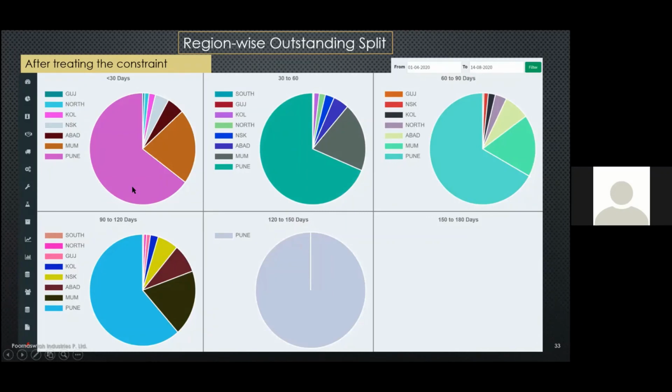Last slide, let's have a look at it. This is in rupees lakhs. If you see, again the same pattern is seen. There is a lot of debtors on this slide, and the debtors are shifting back. So that brings to the end of this presentation from my side.